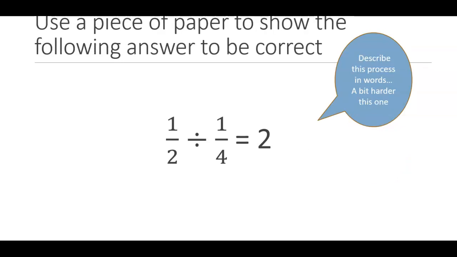Okay, so if you had a bit of paper, you cut it in half. We'll put one whole paper, draw a line through the middle. You've got a half. And you've got to divide it by a quarter. The answer is 2. Students get really tripped up on this. How do you go with that? How would you describe that maths sentence in words?